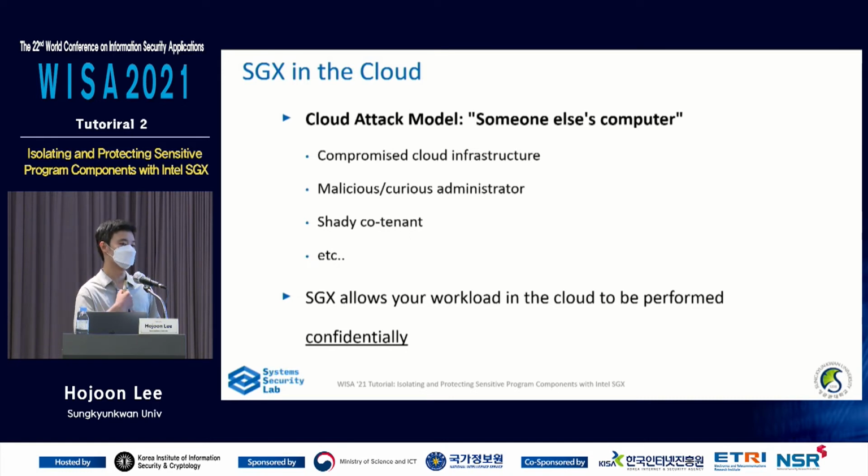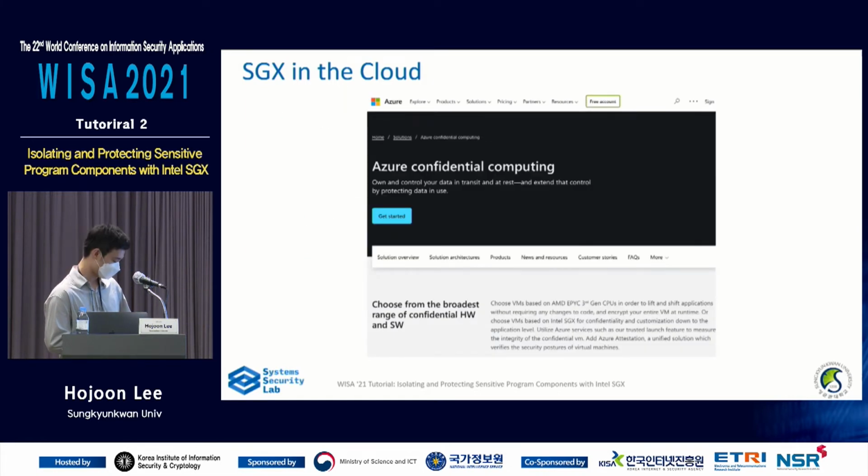So it's you, the SGX CPU, and Intel who are trusted, where everyone else in the cloud is untrusted. There are already services being offered, such as Azure Confidential Computing. This is Microsoft's cloud computing service, and they're already providing an SGX-based confidential computing service. So you can pay for it to run your SGX application in the cloud.